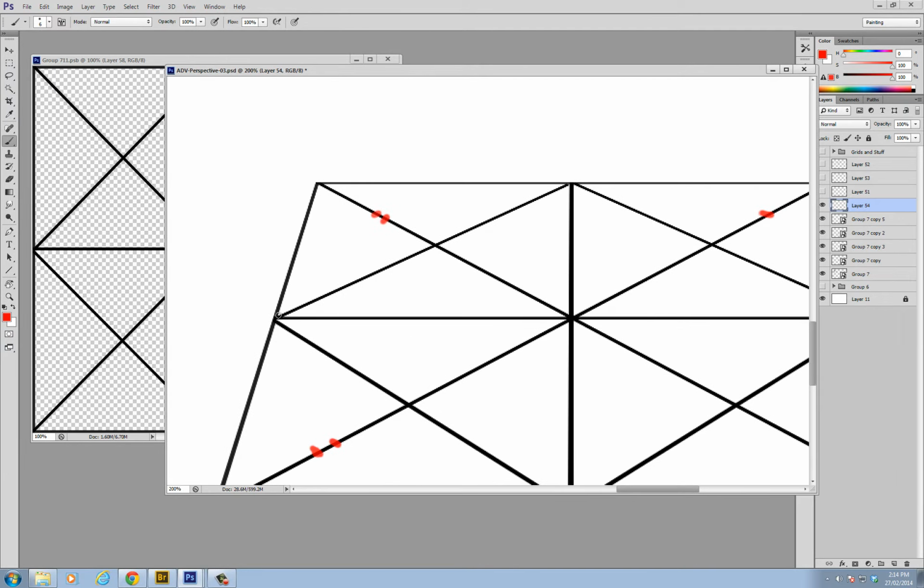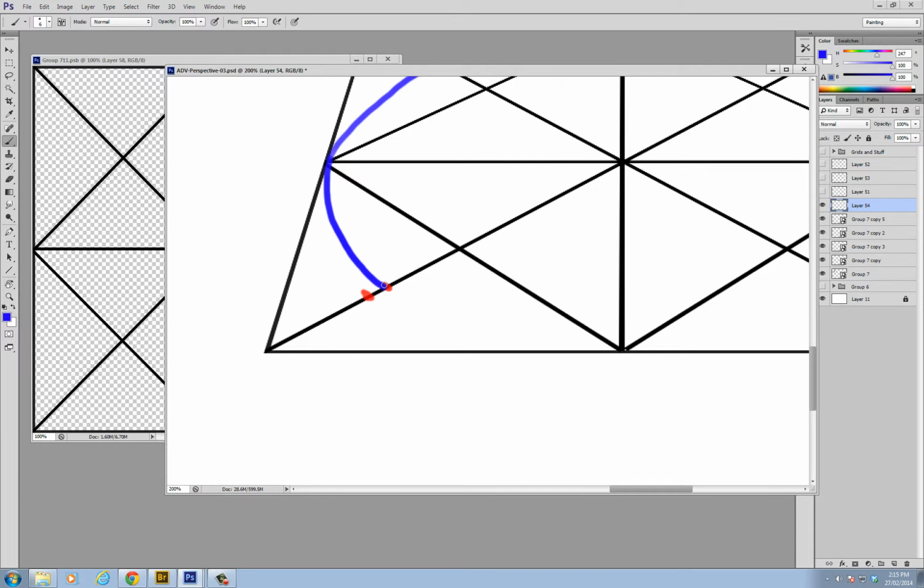So here, I'm just going to pick another color maybe. So we know that circle is going to be here, and it's going to hit this. And then it's going to come over here, it's going to hit this. I know here it's going to hit this. Might come out a little bit more.